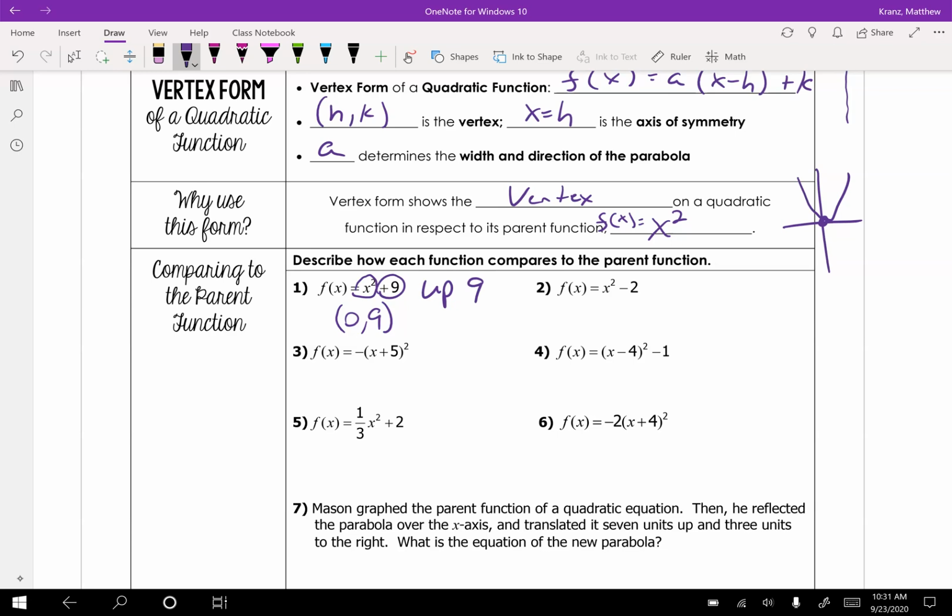All right, when I look at number 2, I see that nothing's happening to x, and I have a negative 2. Now, don't think that this plus 9 is affecting the x. Things that affect the x are going to be in parentheses, such as x minus 2 squared. This is affecting the x. So it has to be in parentheses to affect the x. So the x is staying the same, and we're going down 2 in the y. So 0, negative 2 is my parabola.